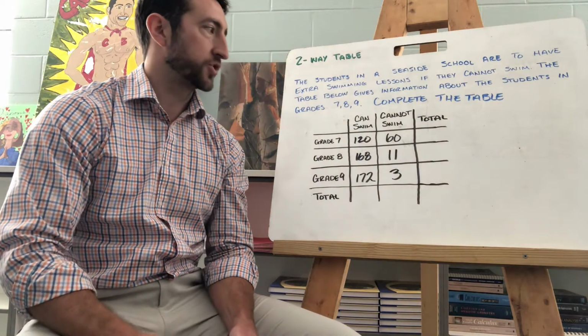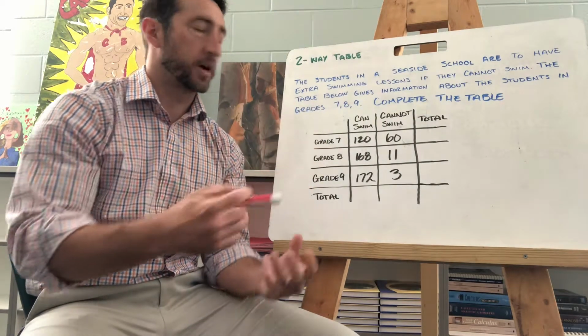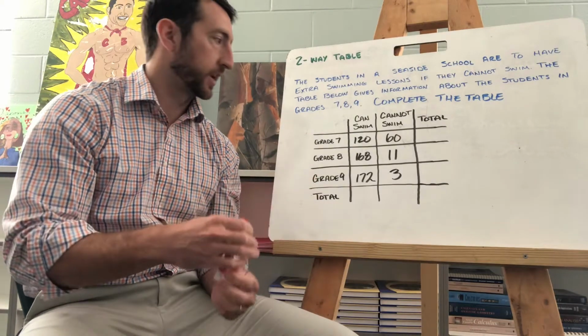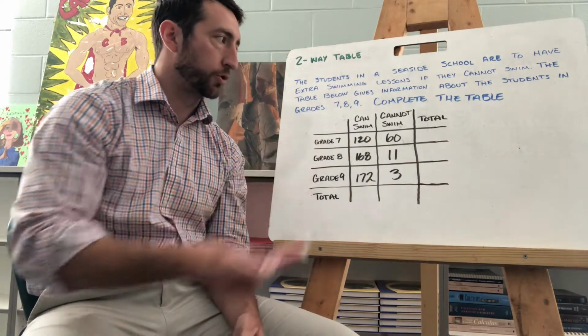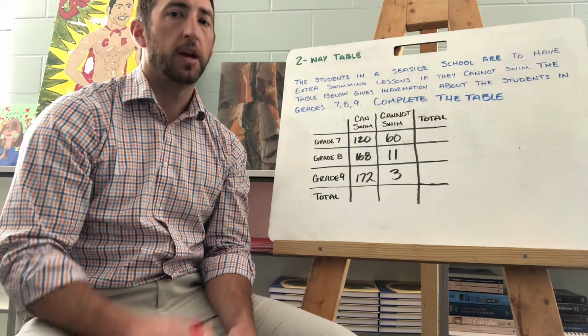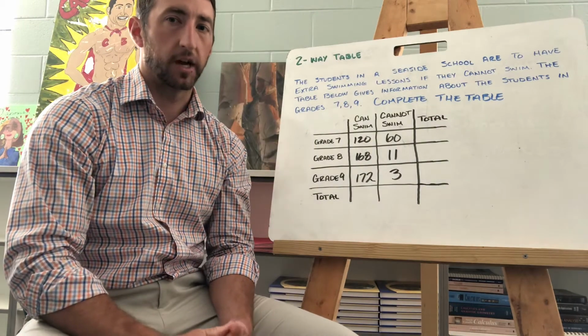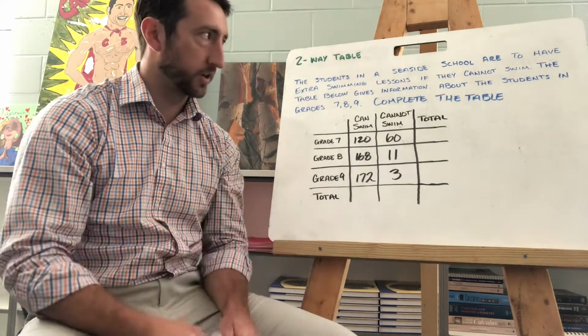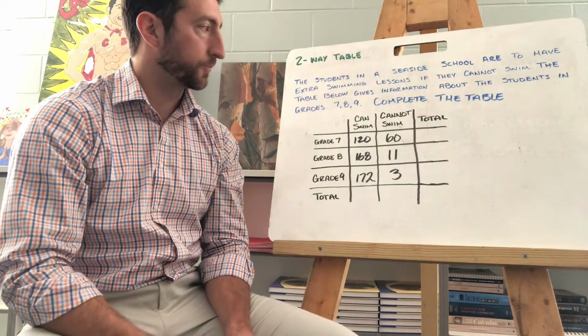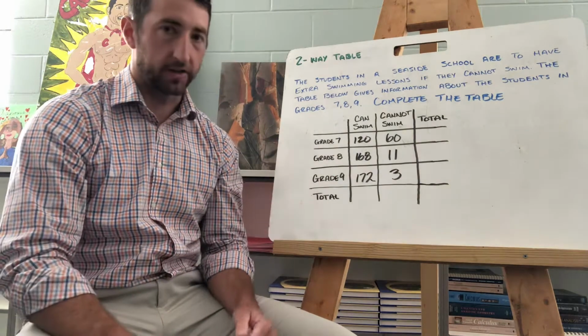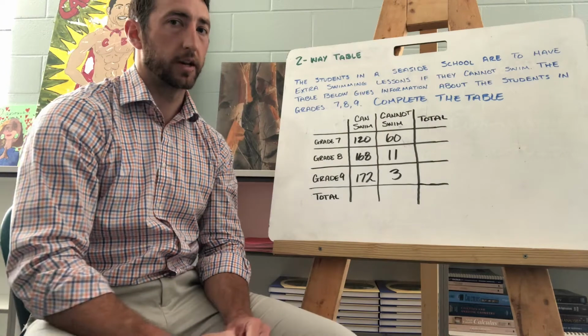A two-way table is just a way to give information about data that falls under multiple categories. It's going to lead into us doing Venn diagrams, which falls under the set theory that we're talking about. But this is just a different way to organize our data, along with a Venn diagram.